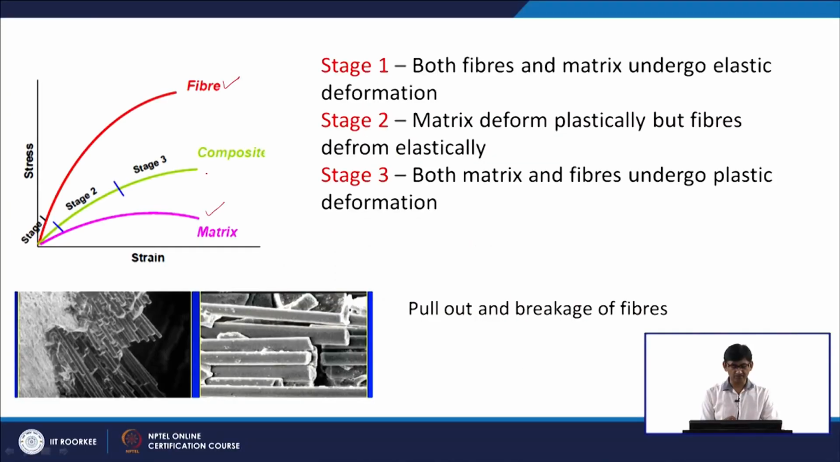Okay. So, if you see the deformation of the composite, it can be divided into 3 stages. So, in stage 1 both fiber and matrix undergo elastic deformation, okay, up to this point. Stage 2, matrix deforms plastically, but fiber deforms elastically, okay. And stage 3, both matrix and fiber undergo plastic deformation.